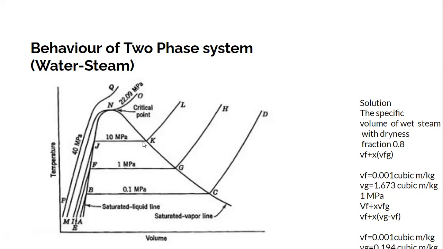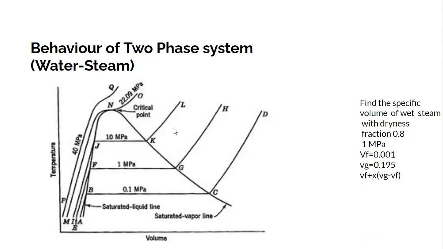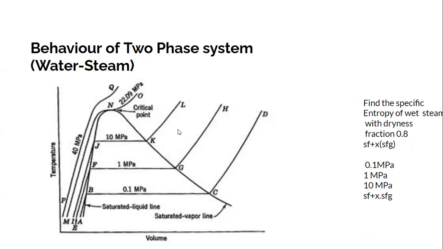Similarly, for 10 megapascals, we have to look for the values of vf, vg, get the difference between them and use this formula. For 0.1 megapascals also, vf, vg, and the formula. Now this would be very simple. You would understand and appreciate that finding the properties of wet steam is also very simple. I talked about specific entropy using the relation sf plus x sfg. For the different pressures, you can practice yourselves and convince yourselves that such properties can be found easily from the steam tables.